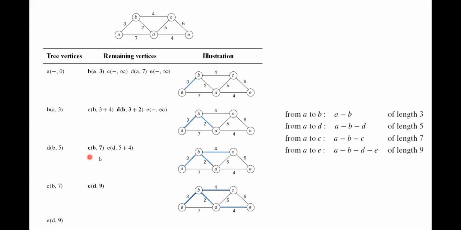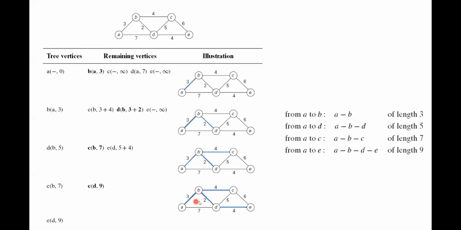So among C and E, which is minimum? C is minimum, because it is 7 and this is 9. So I will select C. So now A, B, D, C are the nodes selected. Which other nodes can I reach? Only E remains. So E, which is having a better path. See here, 3 plus 2, 5. 5 plus 4, this is 9. I had written it before itself.